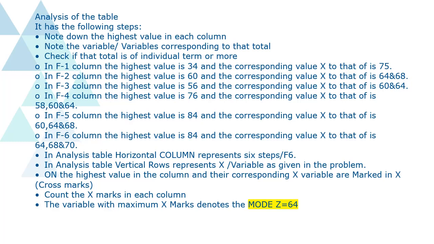In the analysis table, we mention in the horizontal columns the 6 steps. Under the vertical rows the X variable as given in the problem is taken, and the solution is arrived at by totaling up at the end of columns 1, 2, 3, 4, 5, 6. After the sixth step, the X variable with the highest number of cross marks falling under it will be called the mode, and the answer in the current problem is 64.